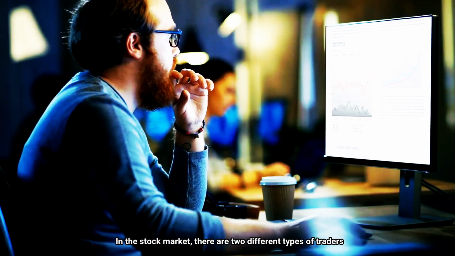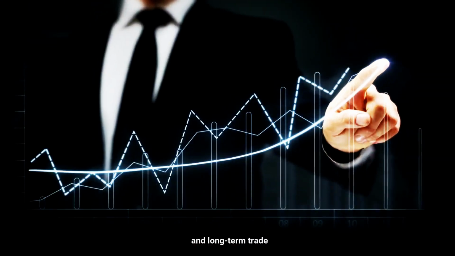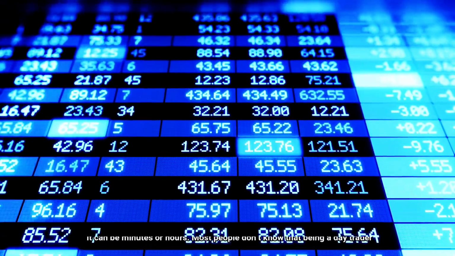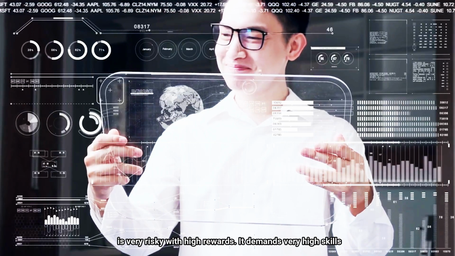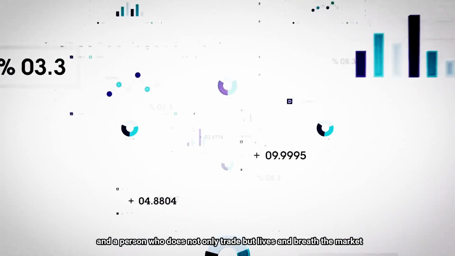In the stock market, there are two different types of traders, day trader and long-term trader. A day trader buys and sells in a short space of time. It can be minutes or hours. Most people don't know that being a day trader is very risky with high reward. It demands very high skills and a person who does not only trade but lives and breathes the market.